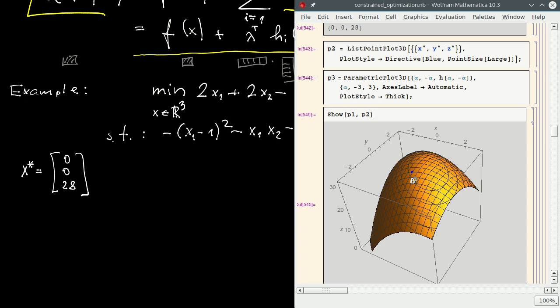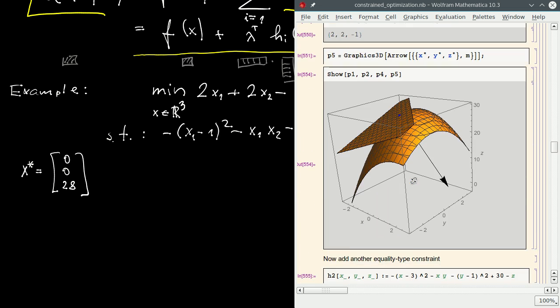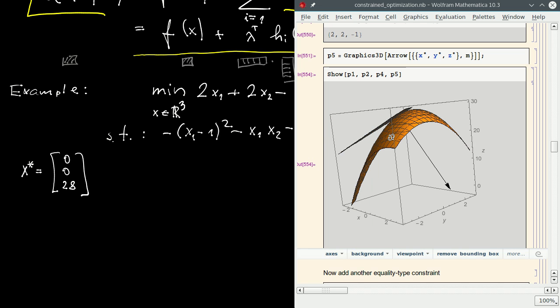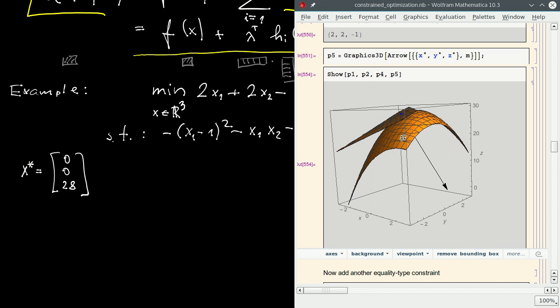Now invoking the interpretation with the gradient of the cost function being orthogonal to the tangent plane, I obtain this figure over here. This plane is the tangent plane at the critical point, and the arrow behind the surface is actually the gradient of the cost function. So we can see that indeed the characterization of the stationary point that I gave is satisfied here.